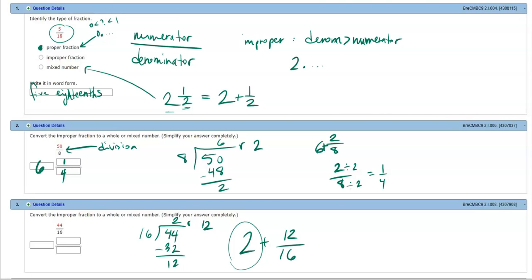12 and 16 are both divisible by the same thing. Surely they're divisible by 2, but we can do better than that. They're both divisible by 4, so it would go 3 on top and 4 on bottom. So it's 2 and 3/4.